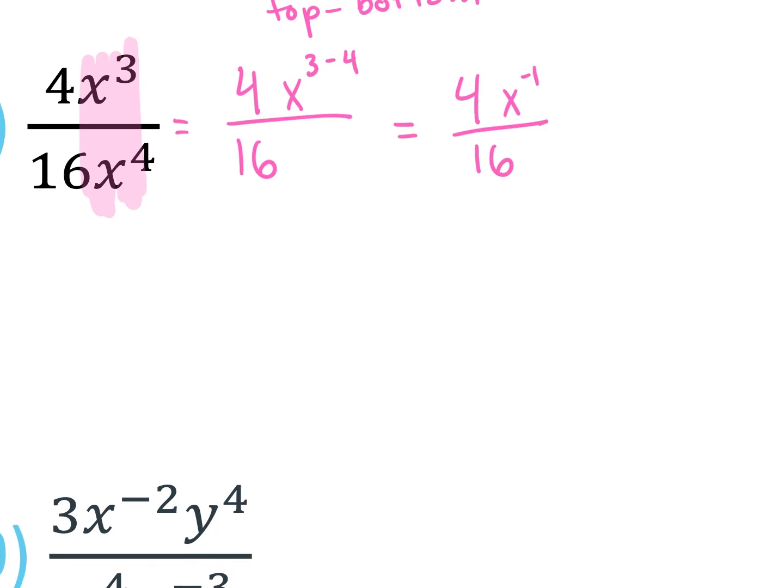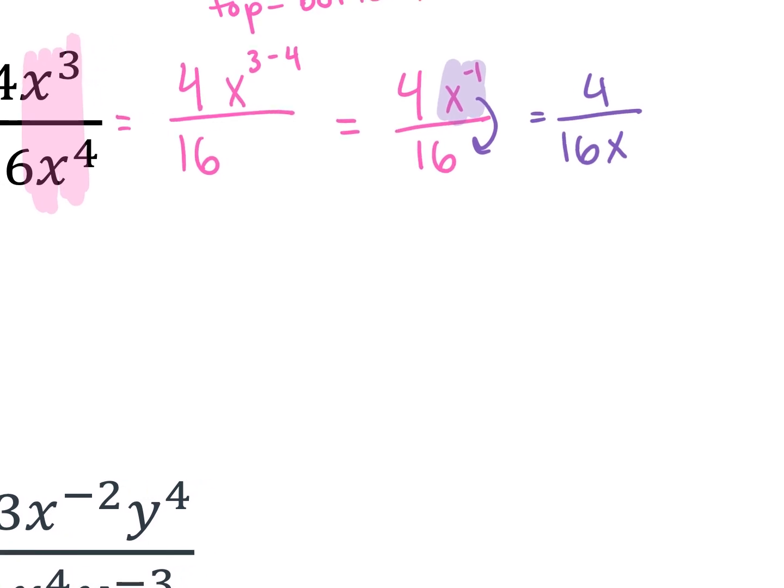I don't like negative exponents in my answer, so I can flip it. I'll take it and move it to the bottom. So since this is negative, I just want to move it to the bottom, make it positive. So I have 4 over 16x. Do I need to put the 1 there? No, because you don't have to put the exponent of 1 if you have an exponent of 1. It's implied that that 1 is already there.